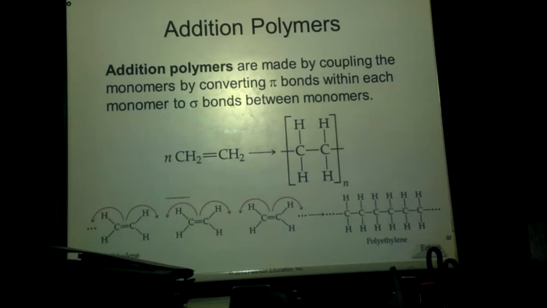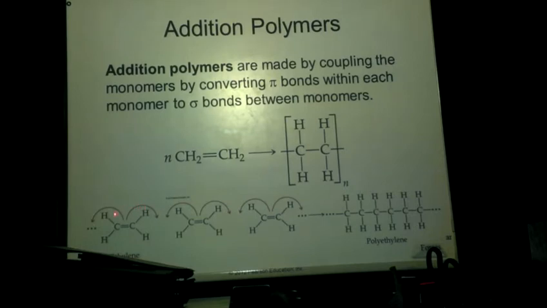The way that we can get polymers is in a couple different ways. There are addition polymers, and then there's also something called condensation polymers. Addition polymers are made by coupling the monomers, and we're ultimately just converting pi bonds within each monomer to sigma bonds. So remember that a pi bond is only present when I have a double bond or a triple bond. In addition polymers, we're going to break a carbon-carbon double bond and make it into a carbon-carbon single bond. So that's what an addition polymer is.